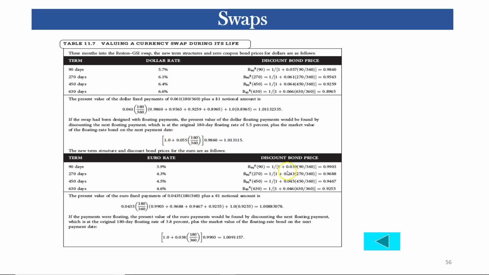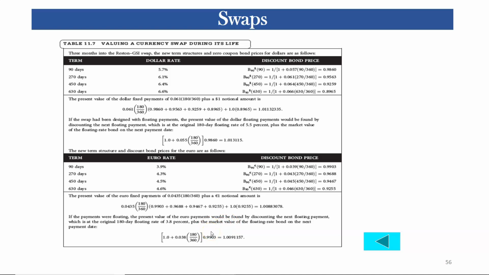Following the same procedure, using the euro interest rate term structure and the prices of zero coupon bonds, we estimate the value of both fixed and floating rate euro bonds here. Now we have the prices of dollar denominated fixed rate and floating rate bond with par value equal to $1 and euro denominated fixed and floating rate bond with par value equal to €1 90 days into the swap.